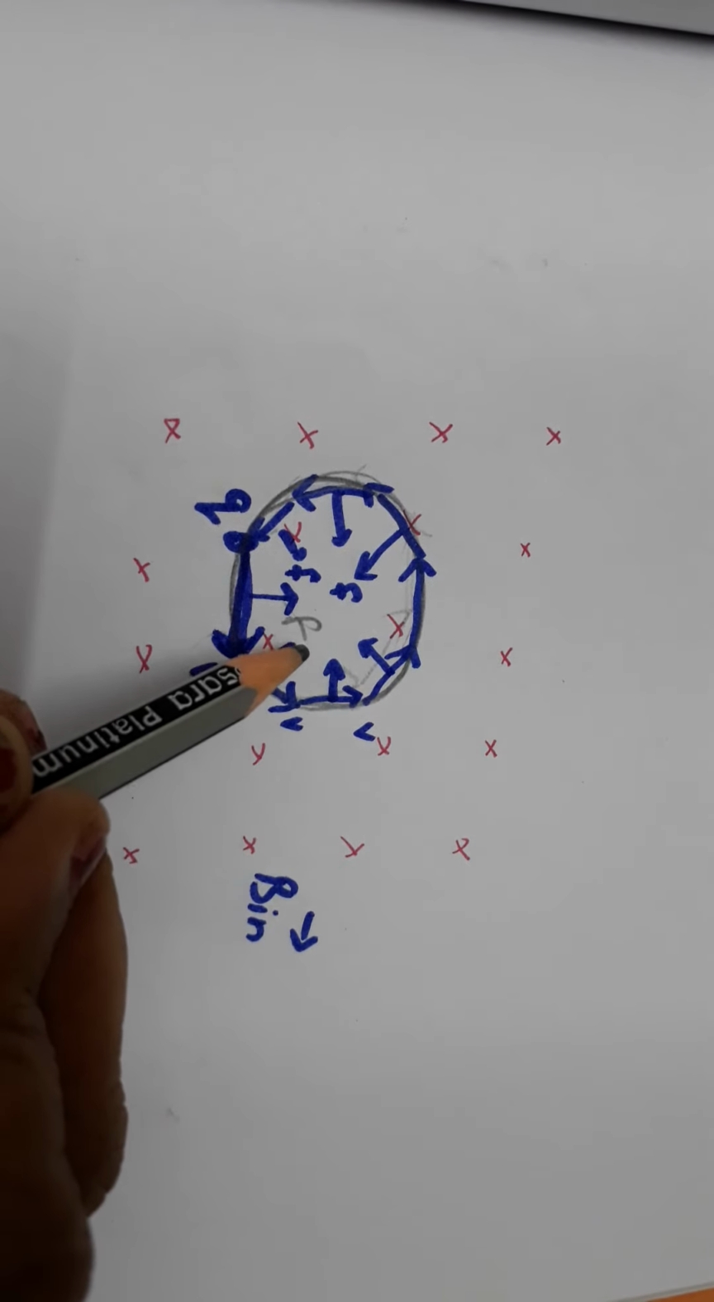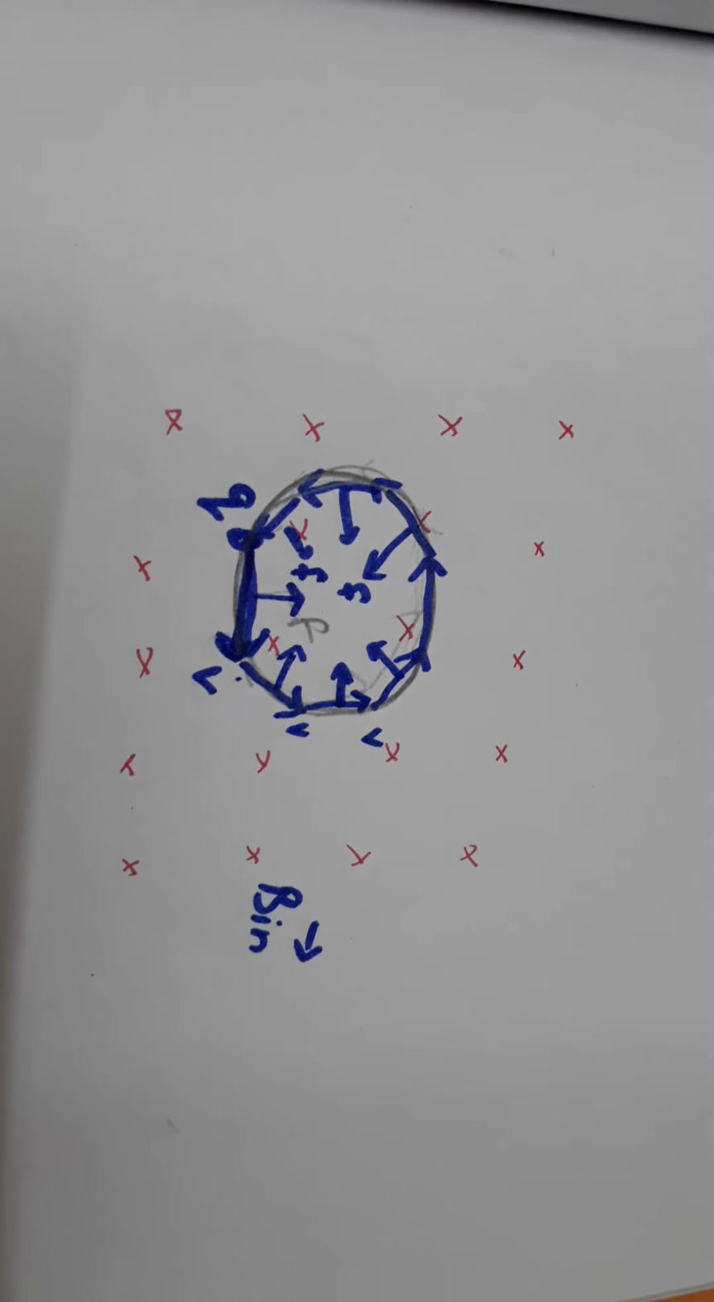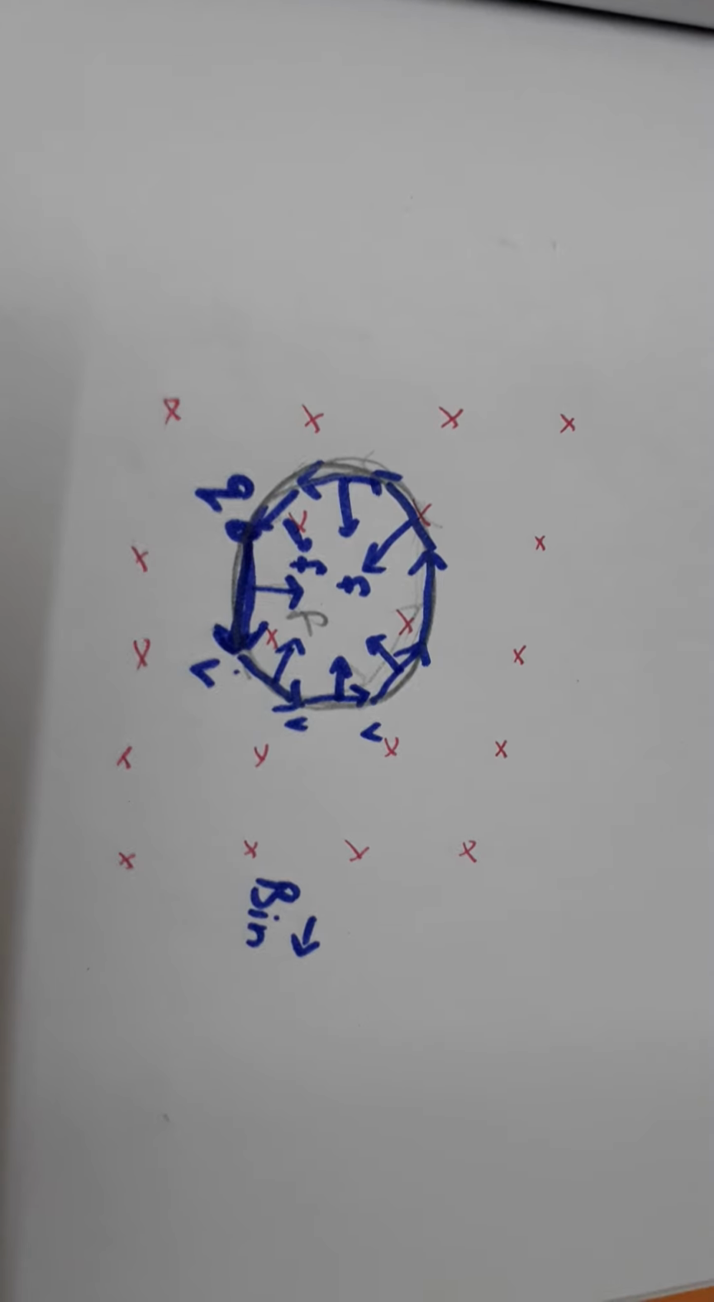So this force F, which is acting toward the center, we call it the centripetal force, and we call it the magnetic Lorentz force. This magnetic Lorentz force provides the centripetal force so that the particle moves in circular path.